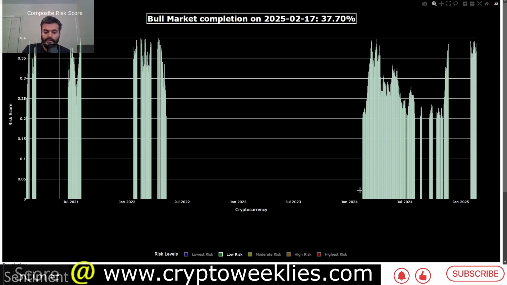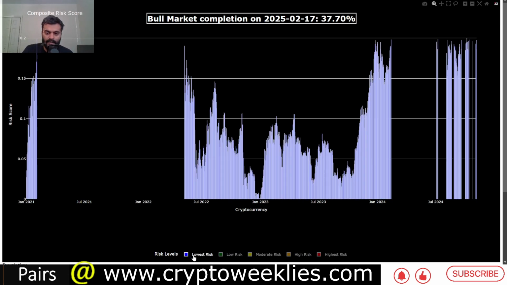We are in this low risk range between 20% and 40% risk, and lower than that is definitely towards the depths of the bear market, from May of 2022 till December 2022. Essentially, whenever risk is less than 5%, that's where you'll find major bear market bottoms.